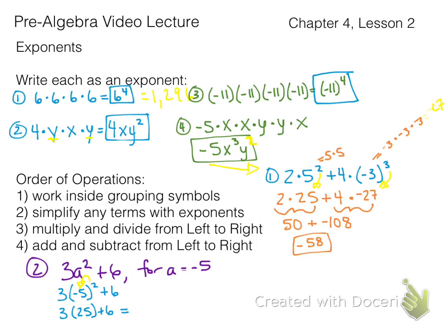Then we're going to do multiplication from left to right. 3 times 25 is 75. And then we're going to add from left to right. 75 plus 6 is 81.